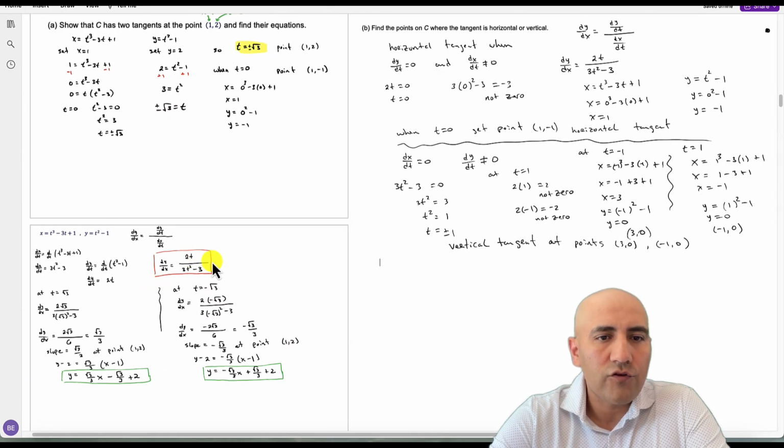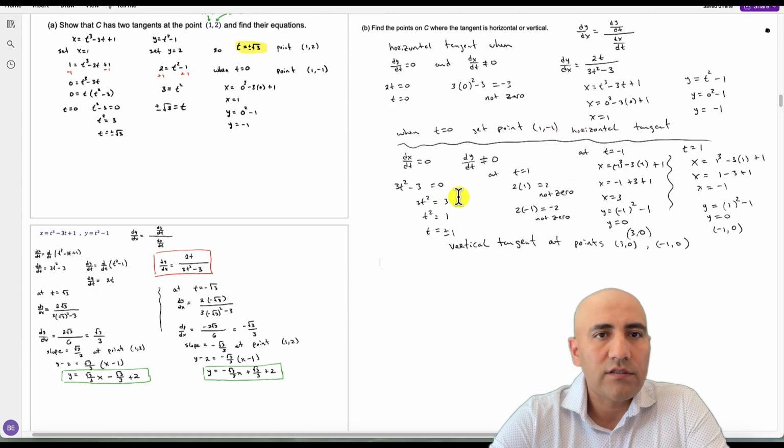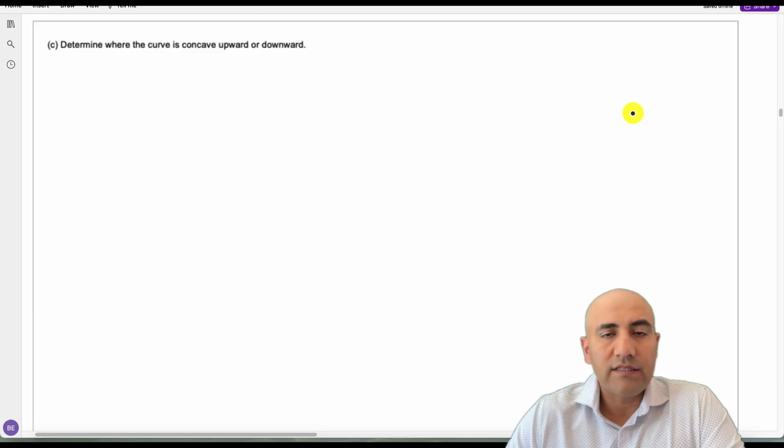We found our first derivative was equal to 2t all over 3t squared minus 3. We found the equations of the tangent lines at the point (1, 2). And now we found the places where we have horizontal and vertical tangent points. So let's move on to part C. Okay, part C, determine where the curve is concave upward or downward. To do that, we need to find the second derivative.